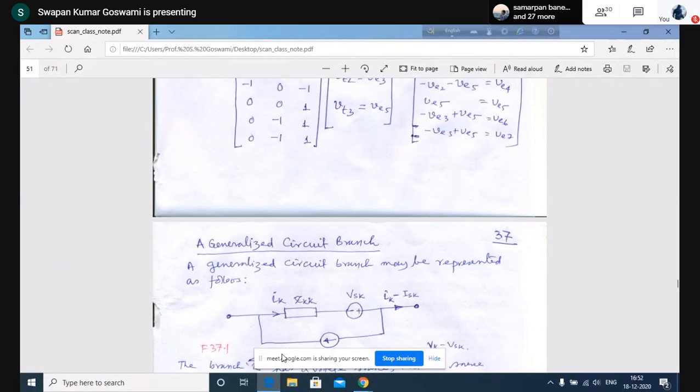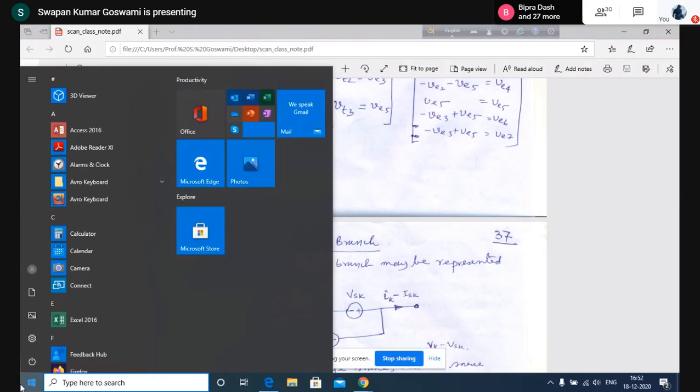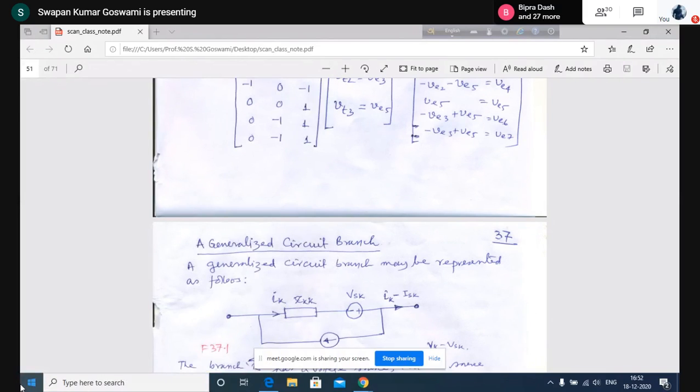VB is the voltage drop across the branch impedance. What is the branch impedance? In this case, the voltage drop is ZKK into IK. ZKK into IK means for element 1 it will be Z11 into I1.